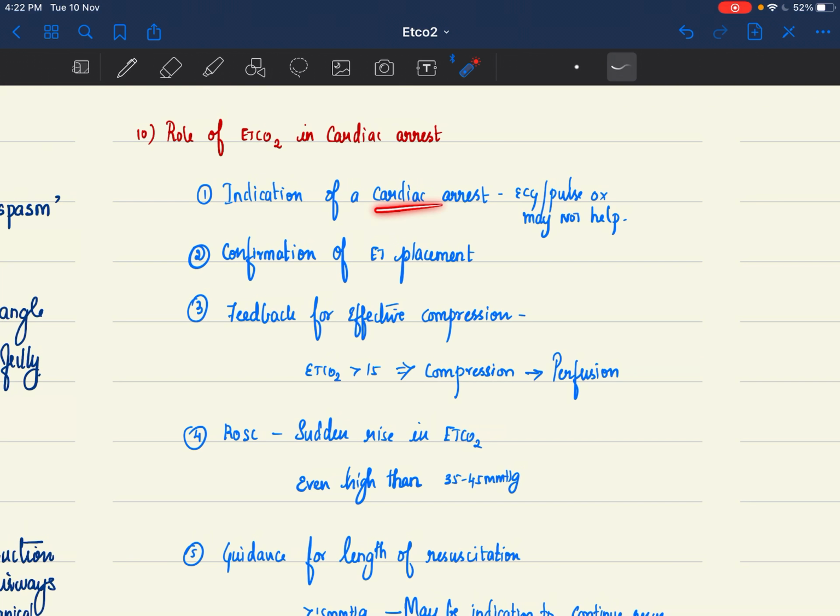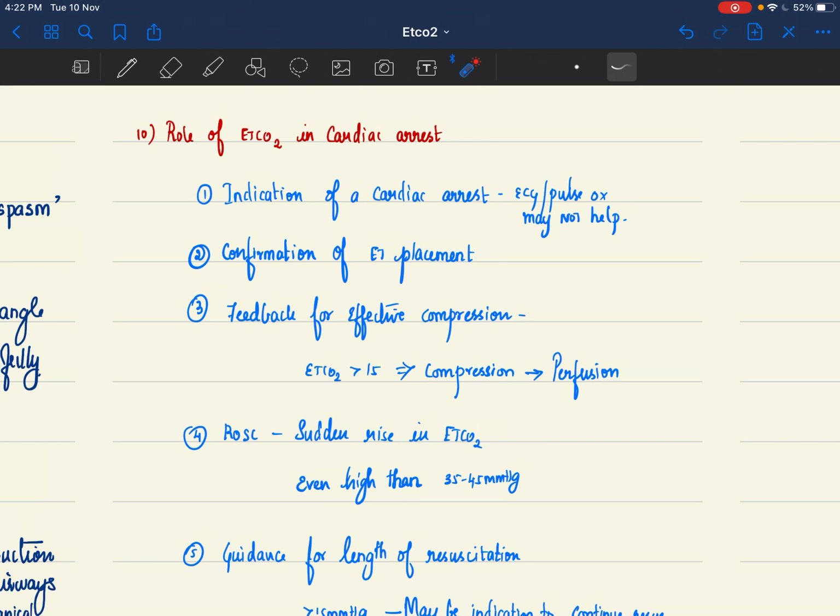Next, in a cardiac arrest patient, you do two things, right? You try to place an advanced airway and you try to do compressions. Advanced airway placement confirmation you will get by the appearance of proper capnographic waveforms. Next, feedback about effective compressions. If you are doing effective compressions, you are giving good perfusion. If you are giving good perfusion, then your EtCO2 rises to more than 15. Ultimately, your aim is to perfuse the vital organs, right? And because of these two, you expect the patient to have a return to spontaneous circulation.